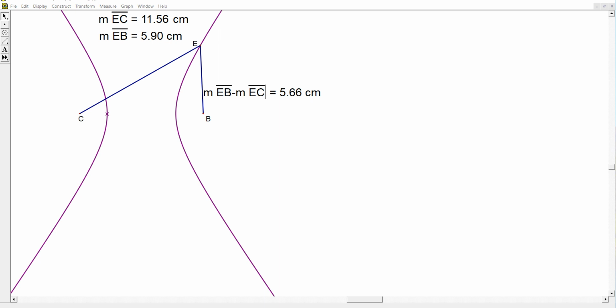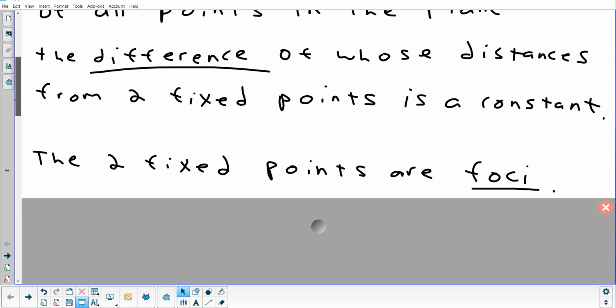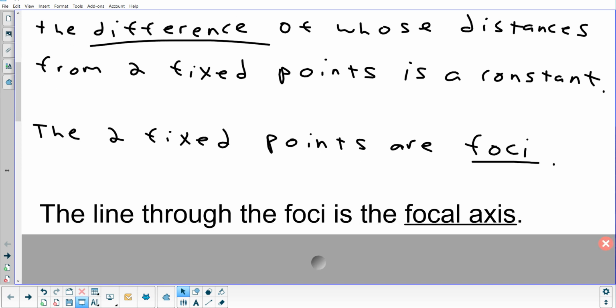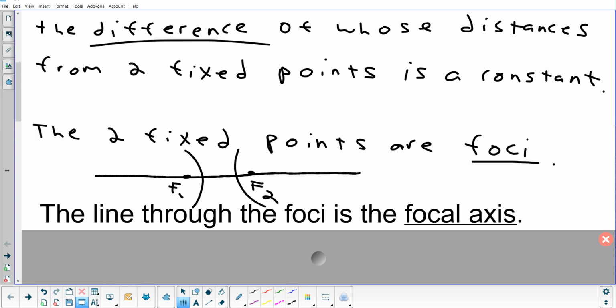That's the same name here. Those two fixed points are the foci. I think we had the same term yesterday. If you draw a line through the foci, that's called the focal axis. So here's your hyperbola. Here's your two foci. Here is the focal axis. It goes on forever.